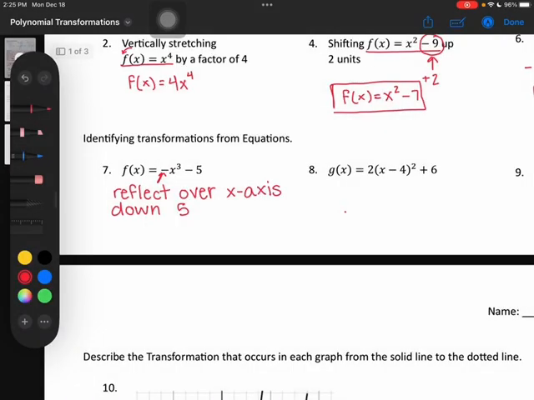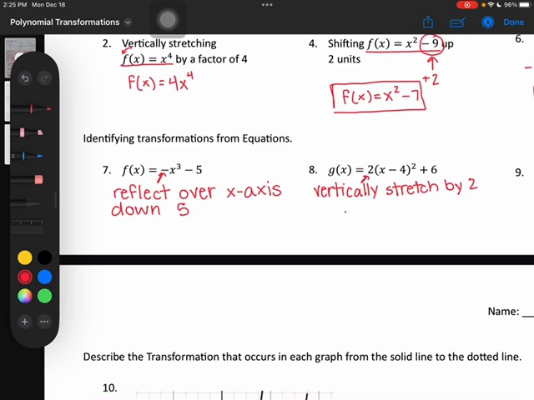So let's look back at number 8. We have a lot of stuff going on here. So the first thing I see is this 2 that's in front. If we go back to our table, when it's multiplied by a number in front, that means we're vertically stretching it. So we would say vertically stretched by 2.